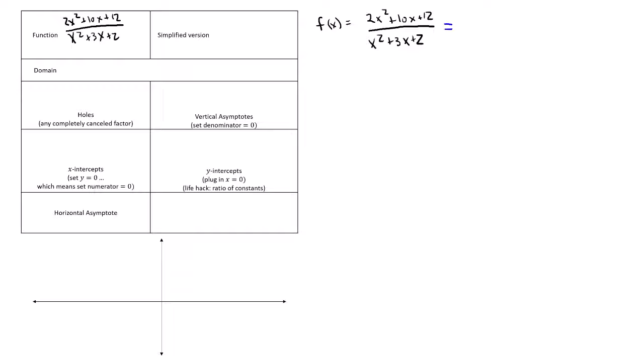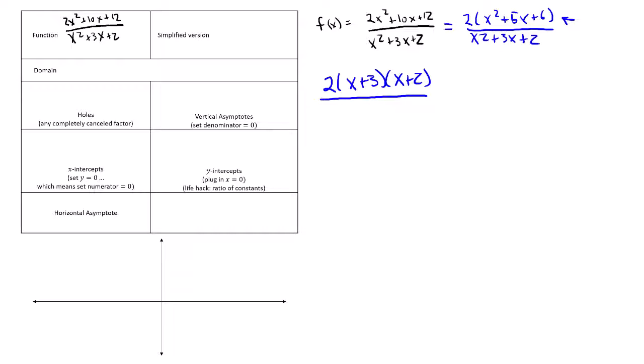So we have our function. We're going to factor this thing. The first thing we can do is pull a 2 out of the numerator to get 2(x² + 5x + 6). And we can factor that in a second. All right, so this numerator is going to factor into 2(x + 3)(x + 2). The denominator is going to factor into (x + 2)(x + 1).